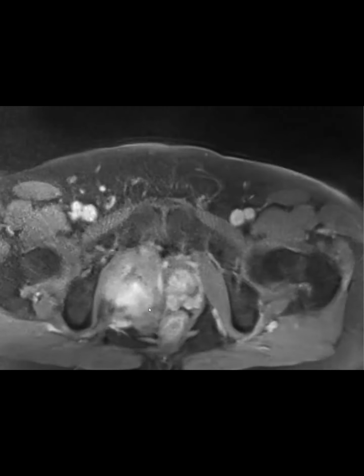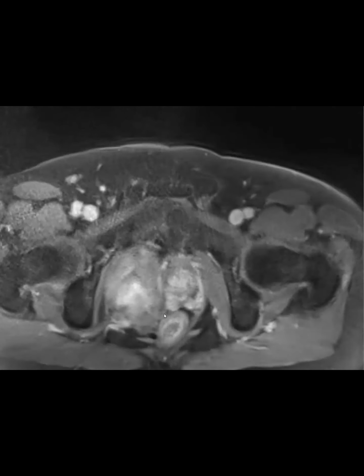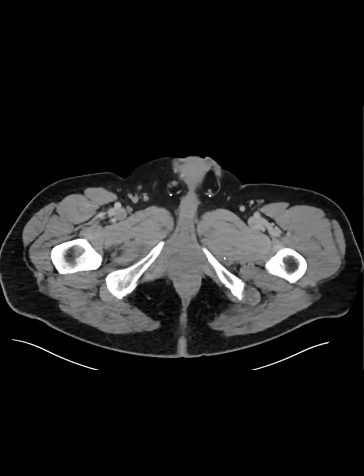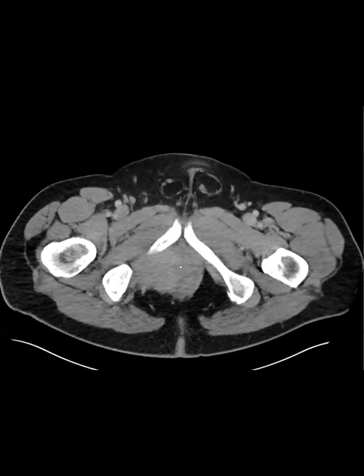So they decided this was going to be a much more morbid surgery, not worth it for this benign tumor. Some of these spontaneously regress or remain stable. And so for this patient, they're going to give anti-estrogen therapy and hope that it shrinks away, doesn't grow, and cause more local mass effect.